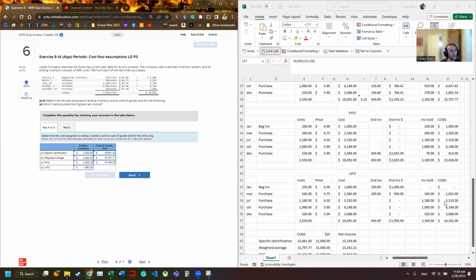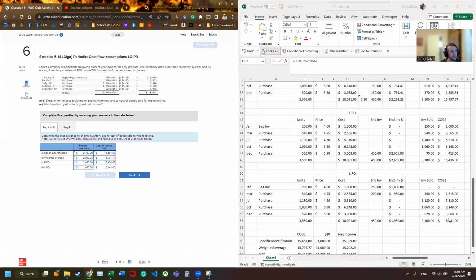And then come over here to cost of goods sold, because last in, first out. We're basically saying that we didn't sell any of our beginning inventory and we didn't sell 200 of our purchase here in March. So we sold 0 of our beginning inventory, only 340 of our March purchase, and then everything from our other purchases, giving us a cost of goods sold of 16,141.